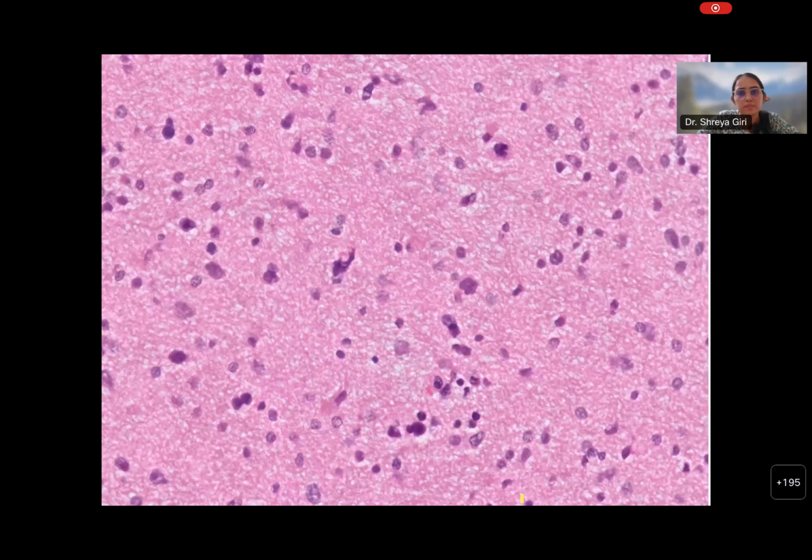At this point, if you want to summarize, how will you summarize the case? An older lady presented with a short history, an adult-type diffuse glioma. Histologically, what grade? At least grade 3 you can think. Grade 3 or 4? No, sir, it is grade 3. At least histologically grade 3, right? You don't have microvascular proliferation or necrosis. What markers do you want to do? I would like to go with IDH first.